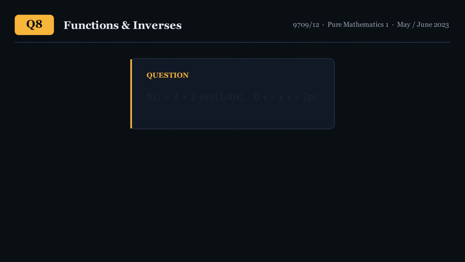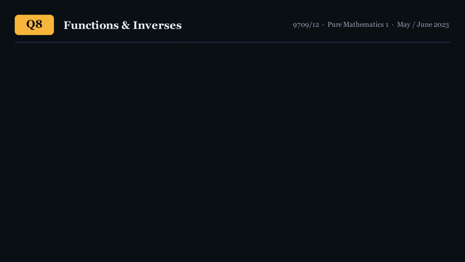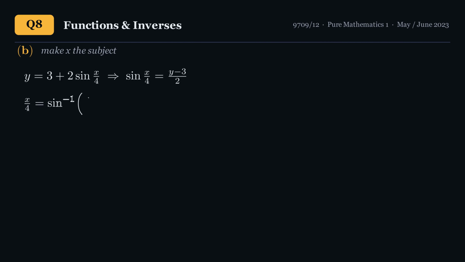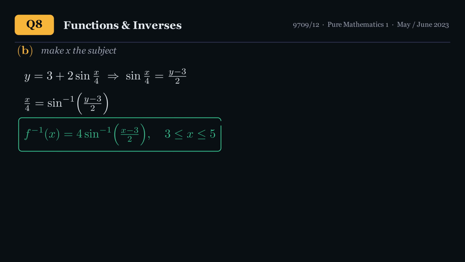f of x equals 3 plus 2 sine 1/4 x. Part B. Find f inverse of x. Now let's work through the solution step by step. Swap y and x, then make x the subject. Start with y equals 3 plus 2 sine x over 4. So sine x over 4 equals y minus 3 over 2. Take inverse sine and multiply by 4. f inverse of x with domain 3 to 5.